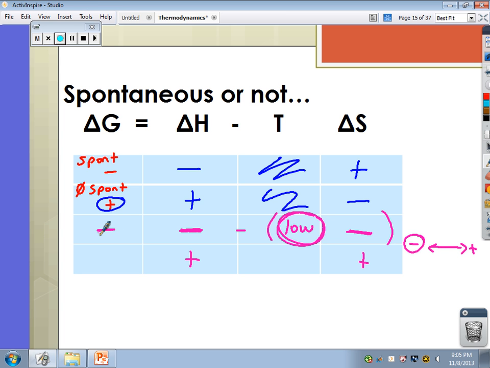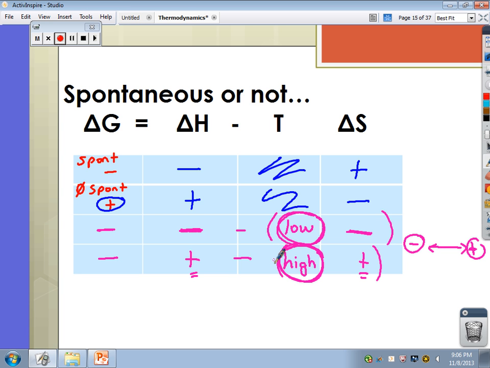If delta H and delta S are both positive, then I need a high temperature. So when I subtract this, I'm going to have a big negative number, and that makes this a negative. So what's true there, this is high because if they're both positive, it's like it's a huge number. And so therefore I have a high temperature that makes this spontaneous. You need to memorize this chart and understand it.